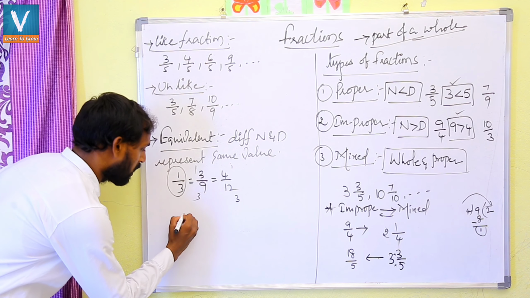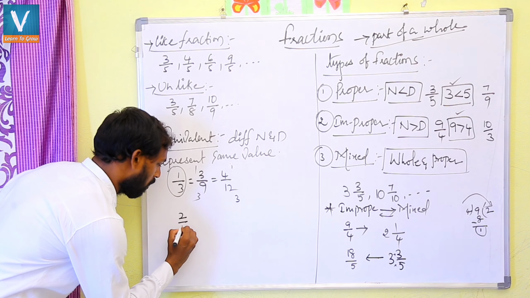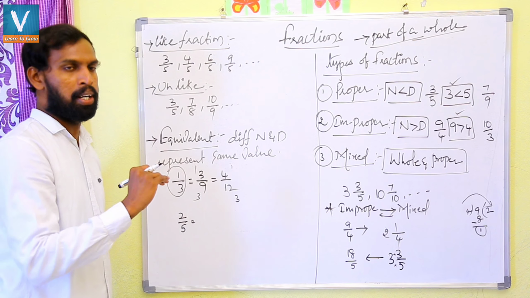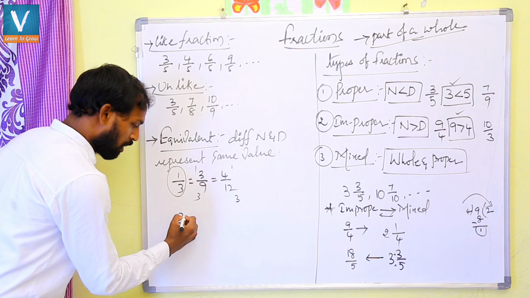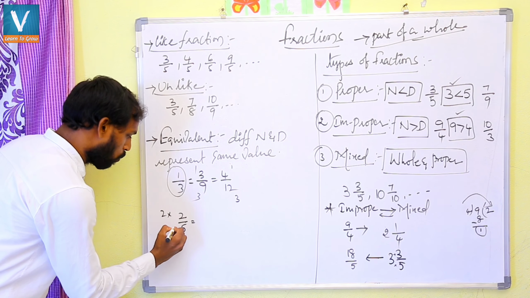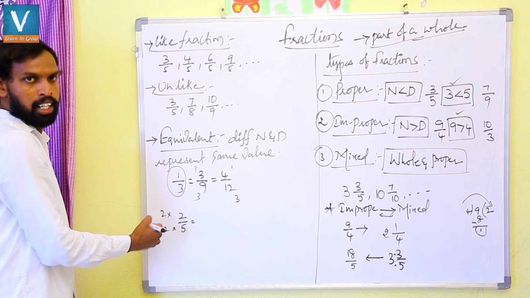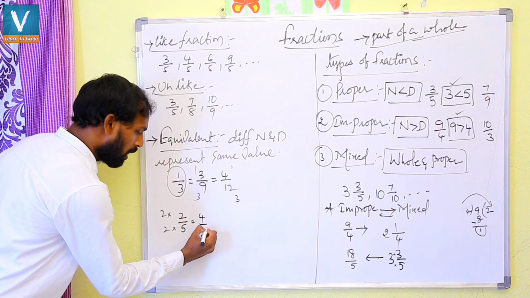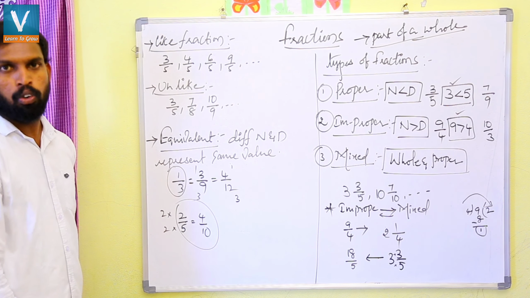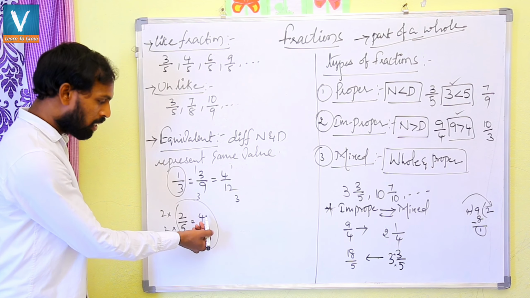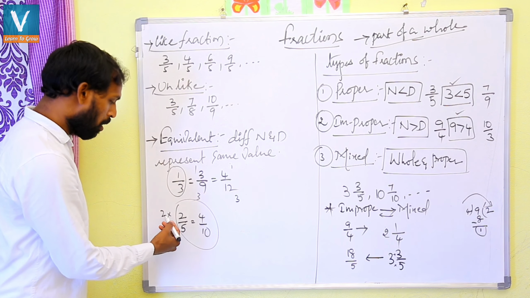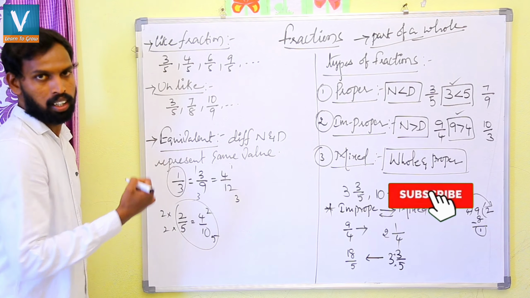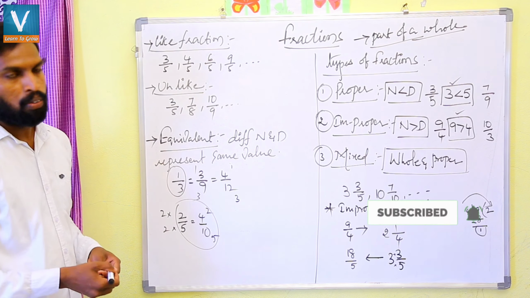In a simple way we can do it like this also. Suppose I am taking 2 by 5. Simply we have to multiply the same number to the numerator and the denominator. Suppose I am multiplying both by 2. 2 2s are 4 and 2 5s are 10. So 2 by 5 is equal to 4 by 10. If you cancel 4 by 10, again we get 2 by 5 only. This is what an equivalent fraction is.